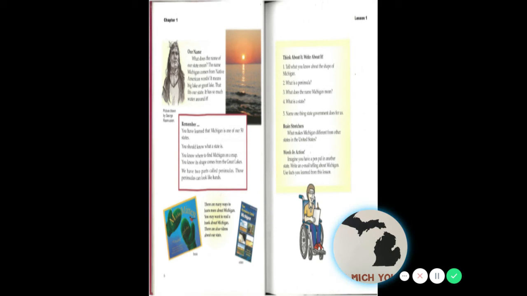So in the box in the center of this page, it tells you a little review. So it says, remember, you have learned that Michigan is one of our 50 states. You should know what a state is. And I'll give you a hint. Land, people, government. You should know where to find Michigan on a map. You should know its shape comes from the Great Lakes. And you should also know that there are two parts called peninsulas. And the peninsulas can look like your hands.